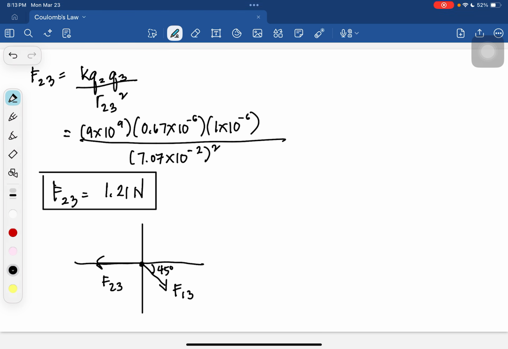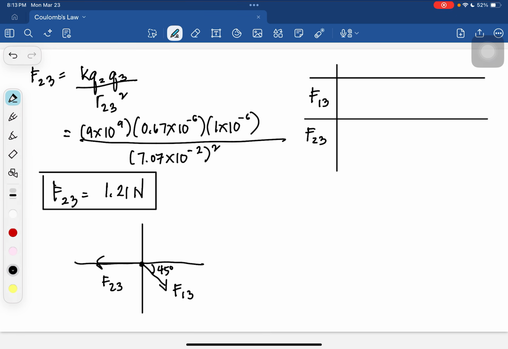So if you remember our vectors, if you remember in the laboratory, we had, let's say F13, we have F23. You can, of course, resolve the vectors the way that you are familiar. I'm more familiar with tabulating them. So this is X, this is Y. So this is now F13 cosine, and F13, that will be 270 plus 45. That's 315. And then this is F13 sine 315.